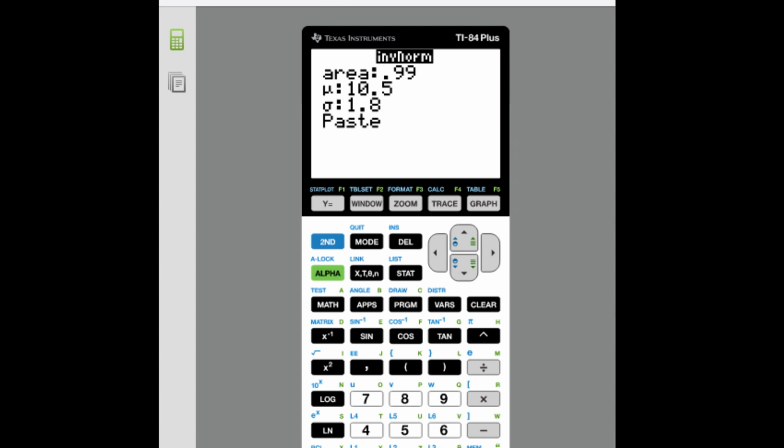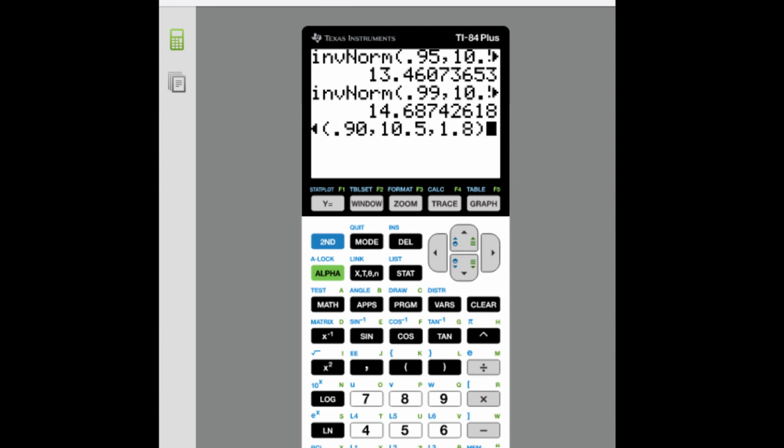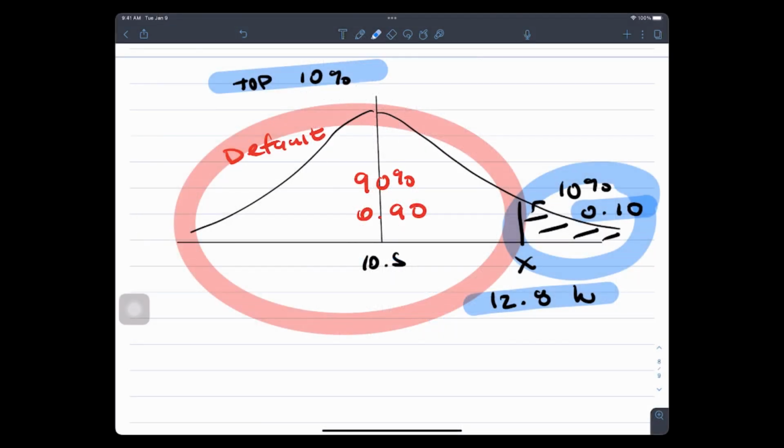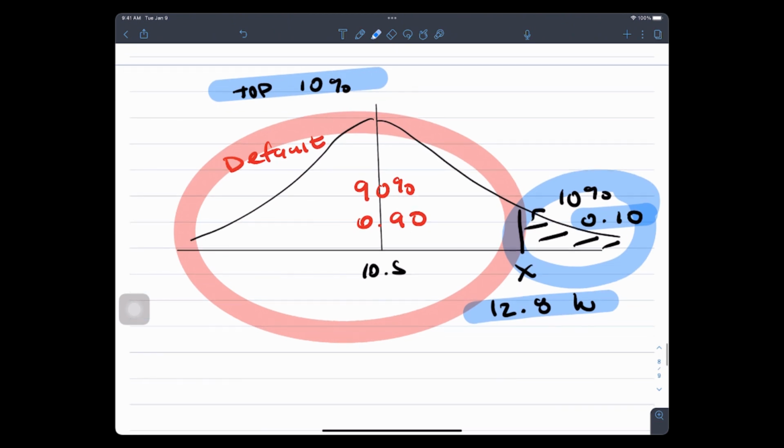What's the complement? What's the area to the left again? The 90. Okay, easy peasy. Paste that in. What do you get? 12.8, which is 12.8 again. Ladies and gentlemen, isn't that the same? There you go. Easy peasy lemon squeezy.